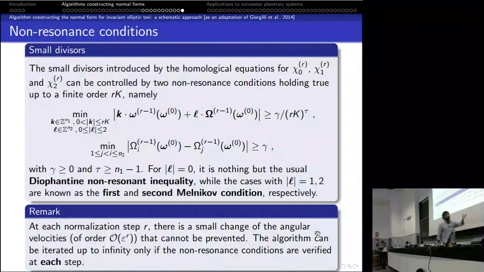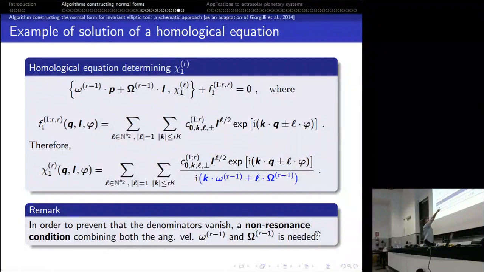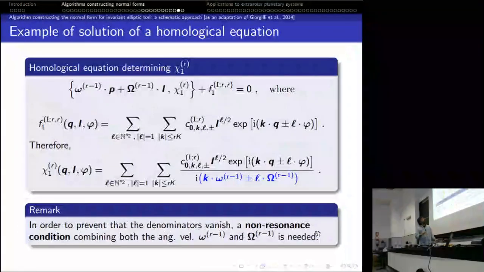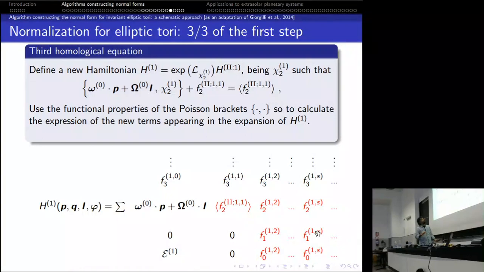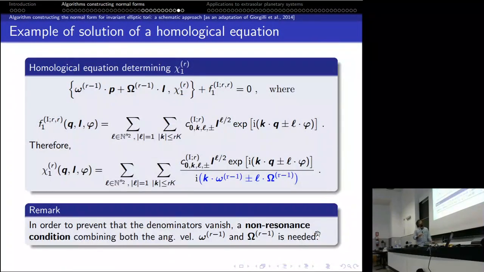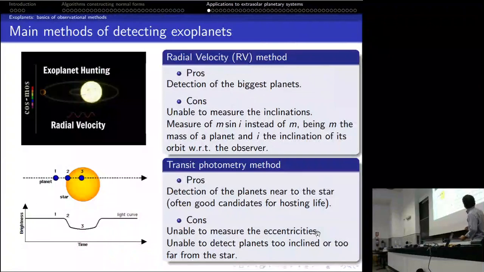Well, it can happen that the small divisors entering the solution of the homological equations are limited from below by a constant. So you can realize that elliptic tori are extremely robust. Okay. Then, we'll see in a moment an application of this concept.